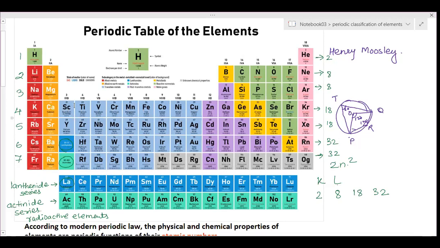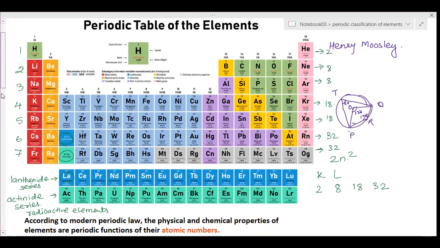So here 3 to 12 group numbers are assigned for transition elements. You can see here 1B, 2B, then 3, 4, 5, 6, 7, 8, 8, 8 subgroups. Clear? So this is the subgroup. We are right now learning only the representative elements. We are not supposed to learn any transition elements.